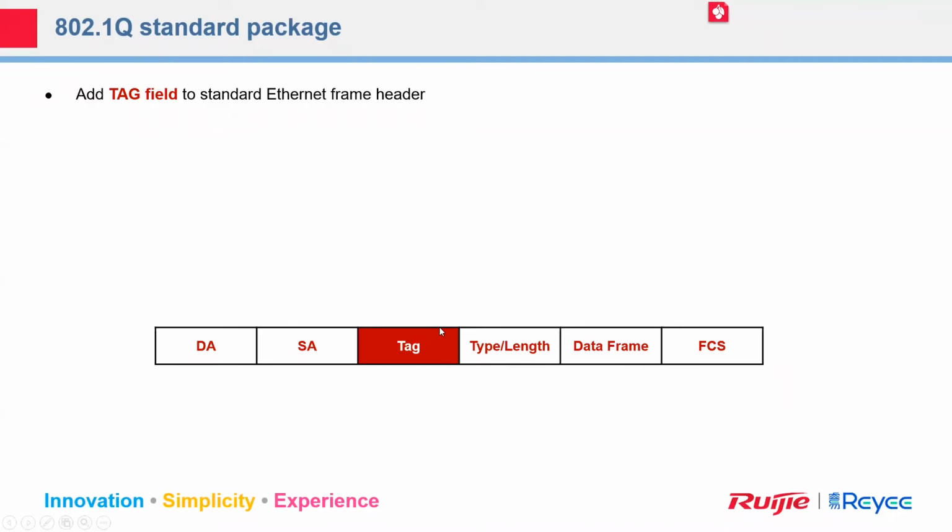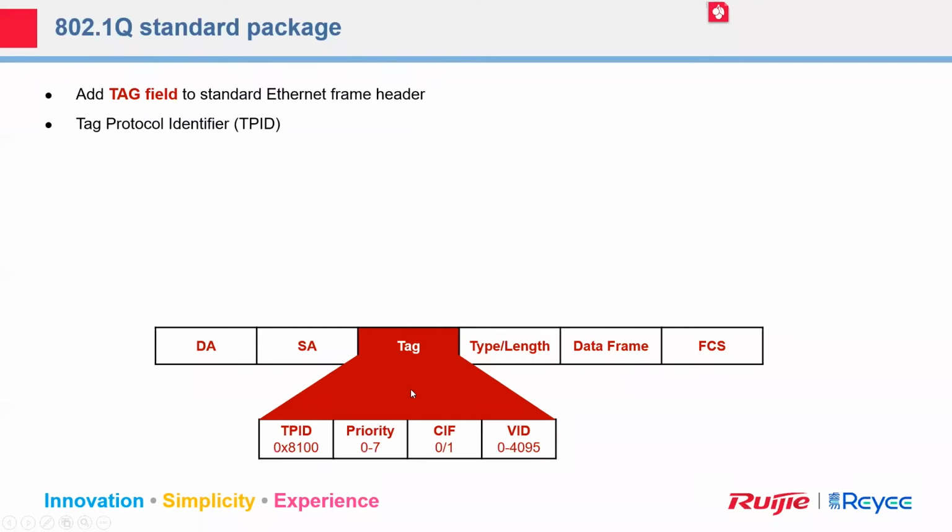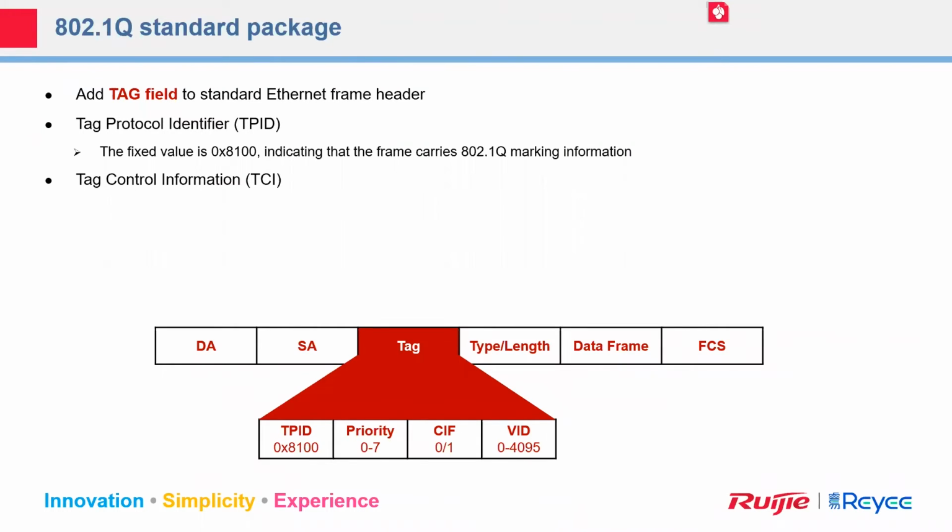If we add the tag, it will be located in the layer 2 header. And what's the information here? We have several parts. The first one is the TPID. This TPID value is fixed. The value is 8100. And the next part is the TCI.